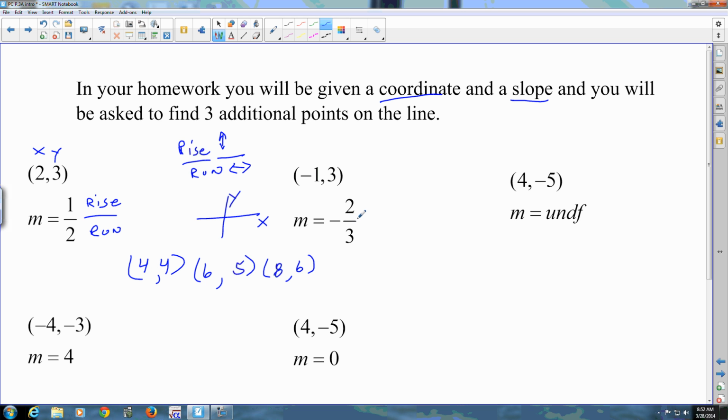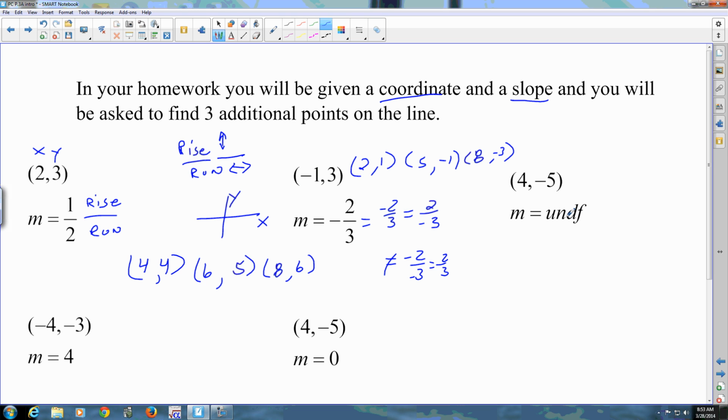This one, negative 2/3. You either put the negative upstairs or you put the negative downstairs, but you don't put it both places, because if you do, you're going to get a positive slope. Which location you put it is up to you. I'm probably just going to default to doing it to this first one. So you're going to drop 2 units in the y, but you're going to increase 3 units in the x.